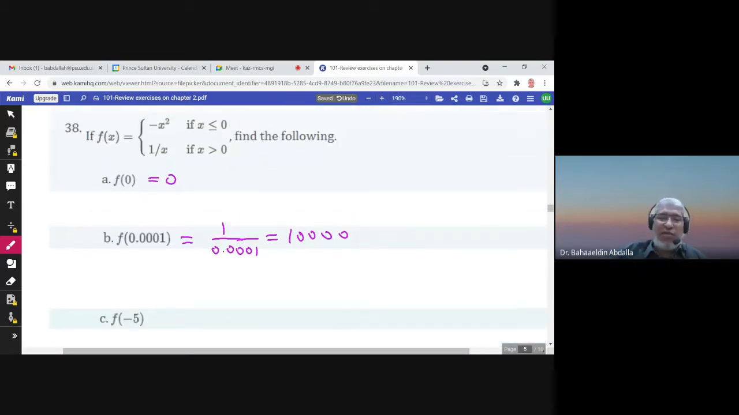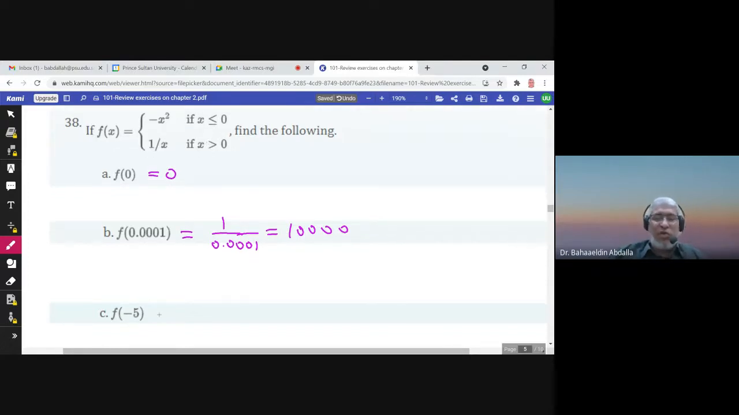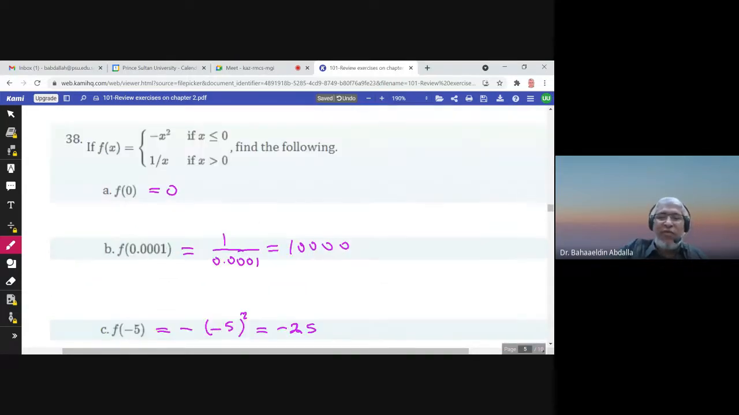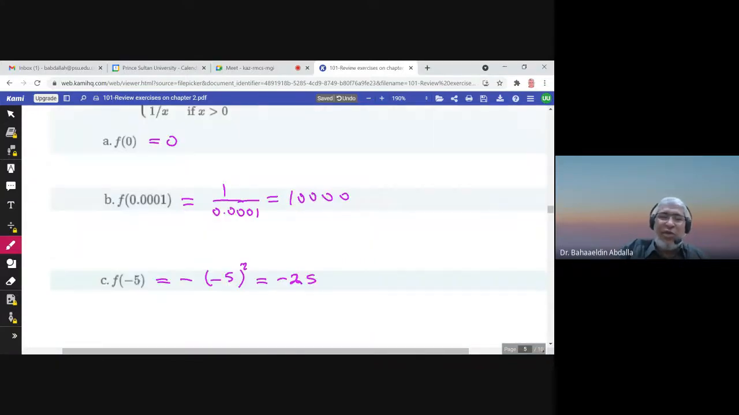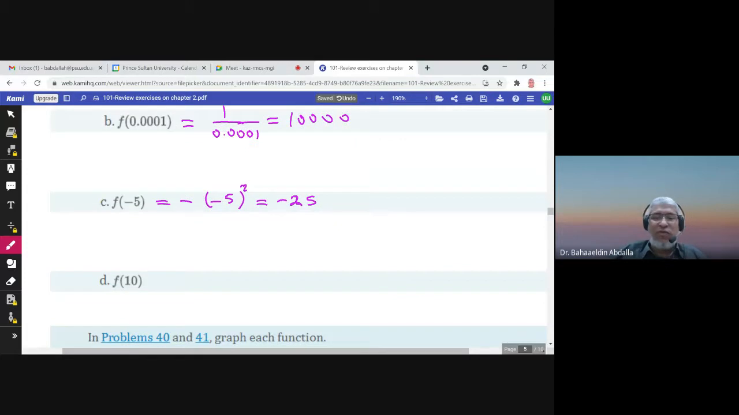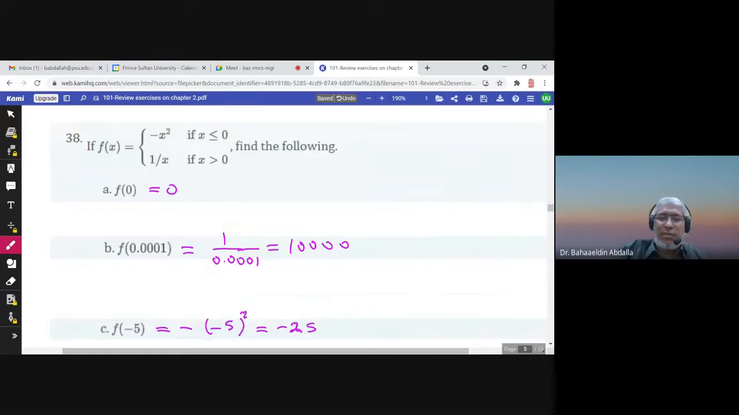f of -5. Well, -5 is a negative number and it's less than 0. So f of -5 would be minus -5 to the power 2. So I replaced x by -5. So it's negative, and -5 squared is 25. You cannot multiply the negative by the negative because there is a square here. You have to square first. You have to raise to the power 2 first. f of 10, well, x is greater than 0, so I use the second definition. So f of 10 is 1 over 10.